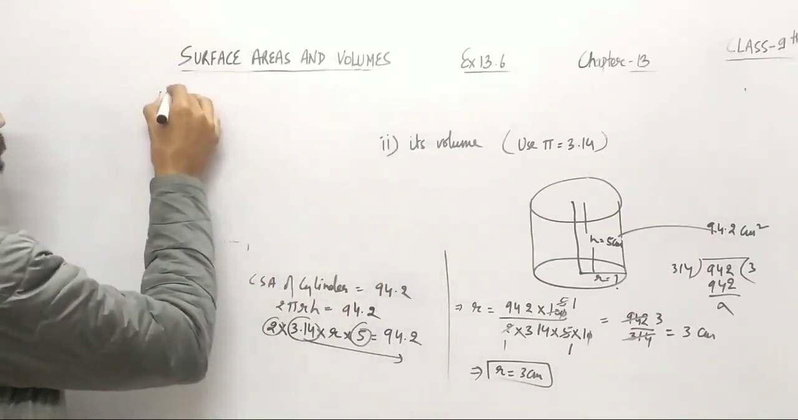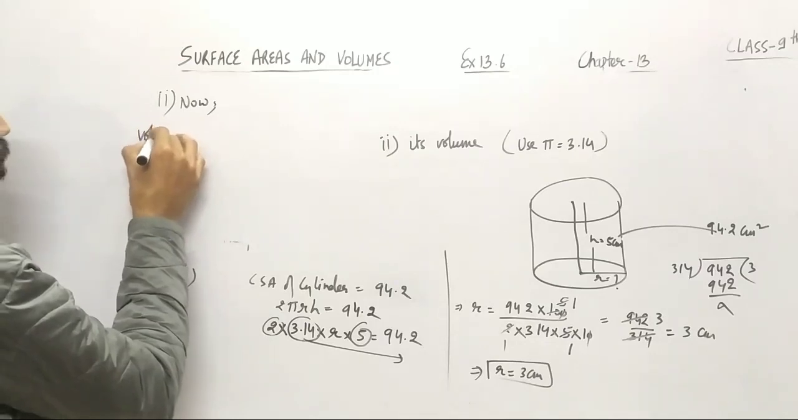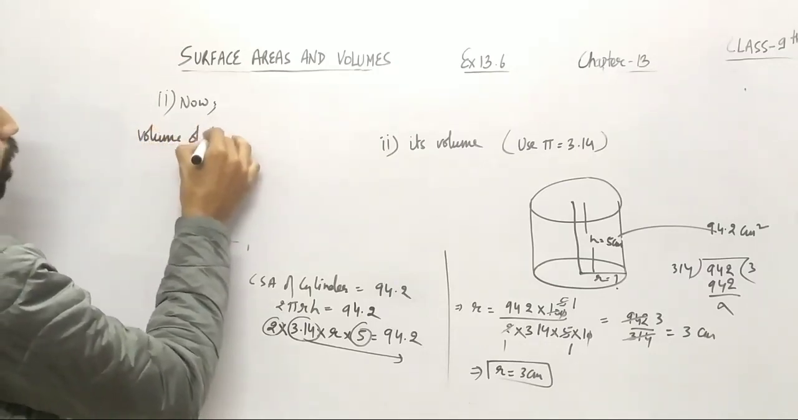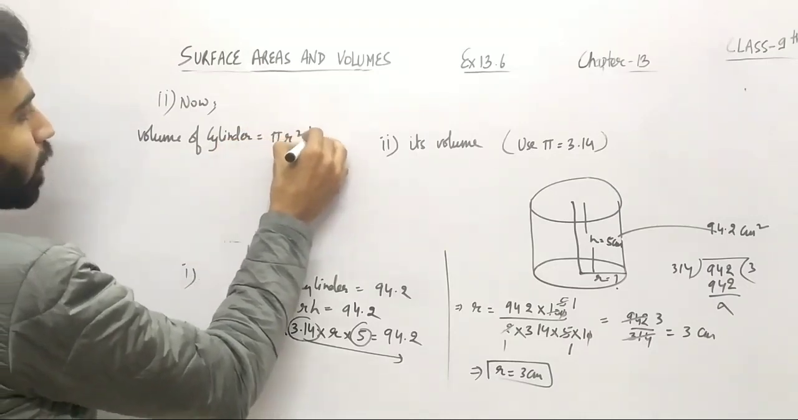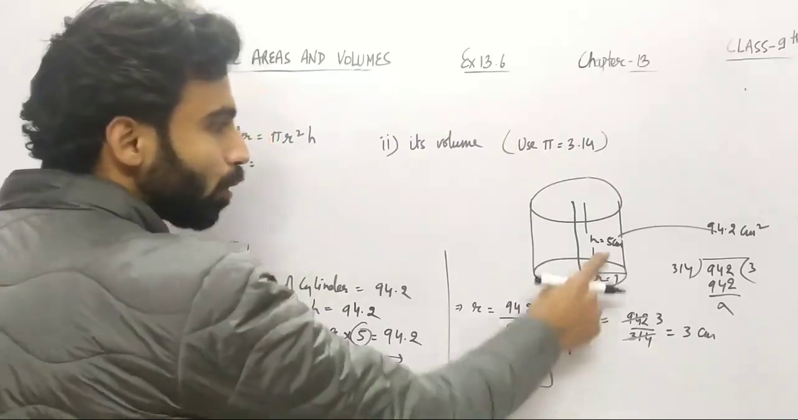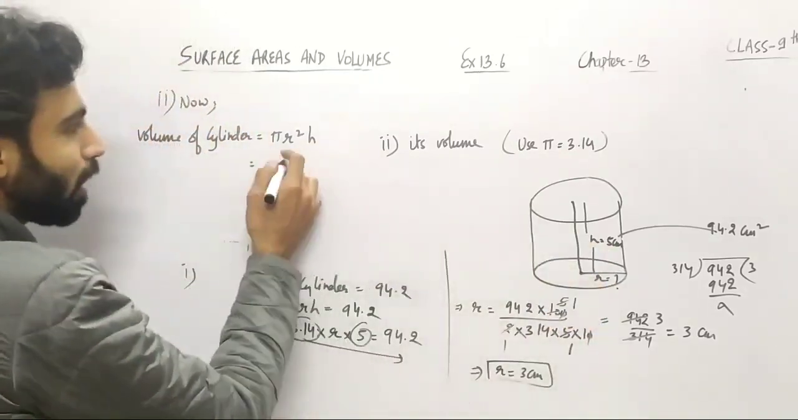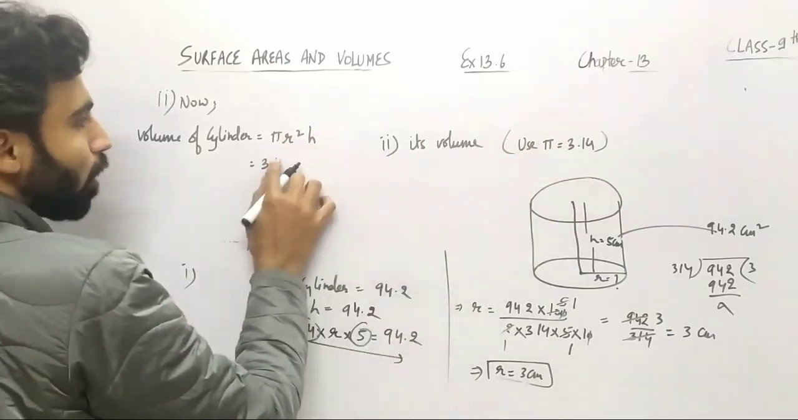So I'm starting the second part here. Now you can see the volume of a cylinder is pi r square h, right? We found the radius in the previous part. Also we know the height here. So simply we substitute the values. You can see the value of pi to be taken is 3.14.